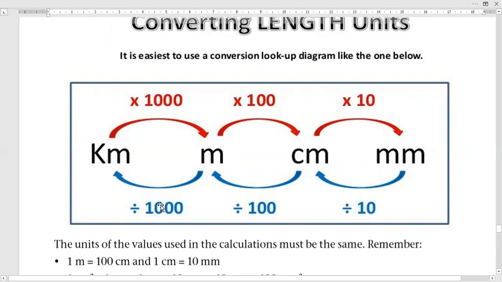So it's difficult to understand, yeah. But use this as your guide. This is the easiest way to actually convert everything. If you remember this, you are golden. Okay.